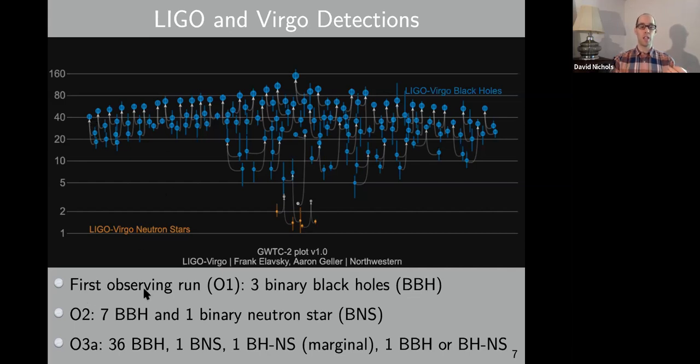And just to give you a sense of how this field is picking up, in 2015, LIGO had its first observing run during which it detected 3 binary black hole systems. About a year later, in 2017, LIGO and then briefly Virgo ran for the second observing run of these detectors, during which 7 more binary black holes and the first binary neutron star were detected. And then in 2018, at least for half the year, there was the third observing run.